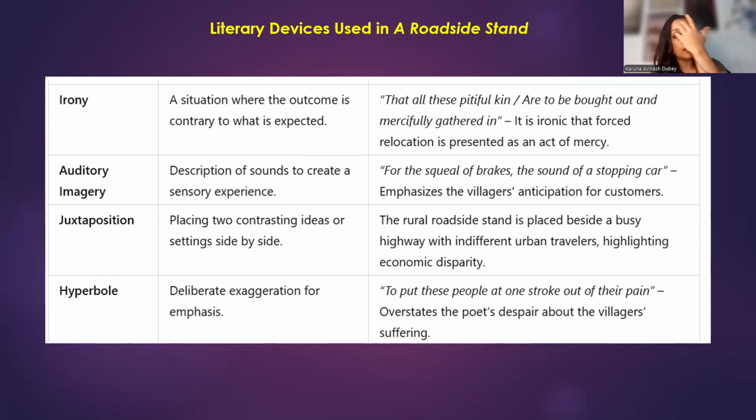Auditory imagery: when you're reading something and it creates a sound in your head, that's called auditory imagery. For the squeal of brakes, as we read squeal of brake, that sound is imagined. So that's auditory imagery, the sound of a stopping car, when a vehicle stops and the sound it makes. Juxtaposition, again two contradictory ideas, two contrasting ideas side by side. The rural roadside stand is placed beside a busy highway with indifferent urban travelers. Hyperbole: exaggerating something is hyperbole. To put these people at one stroke out of their pain, it's a hyperbole from the poet's side, saying that someone should come and remove their sorrows in one go, which is not possible practically.